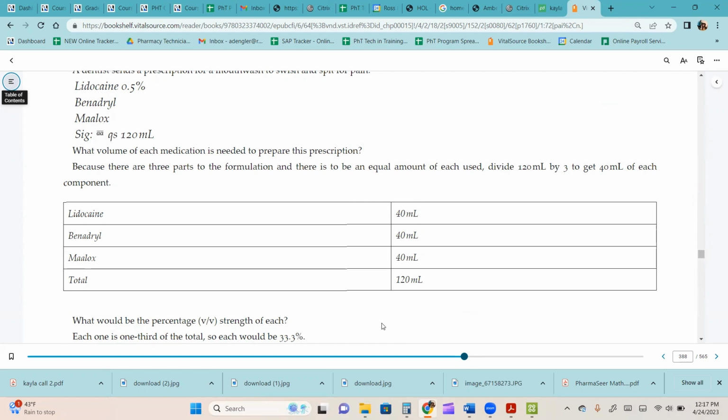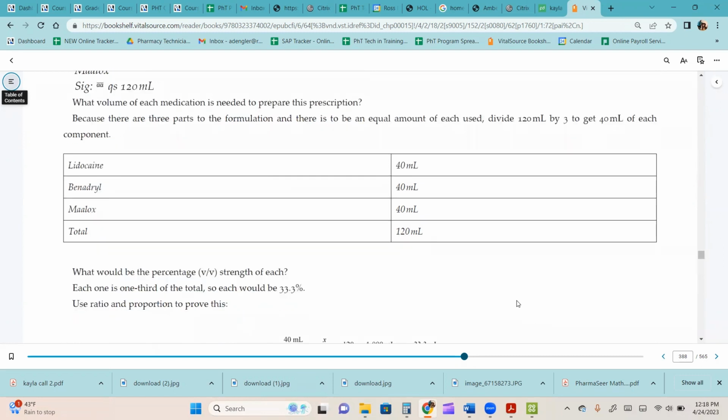So we're making 120 ml and we have 3 ingredients. So we needed to split those. So 120 divided by 3 is 40 ml each. And this is the type of prescription that you will be working with pretty frequently if you work in retail. This is one compound that you will get more often than others.